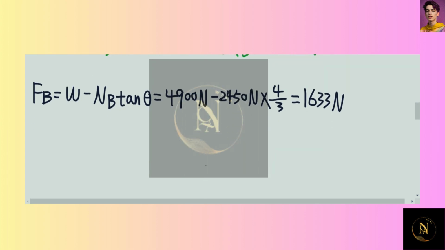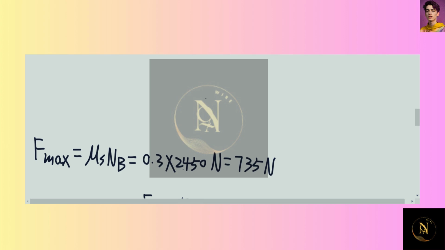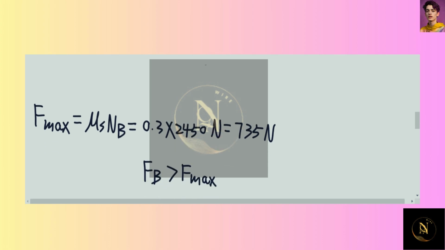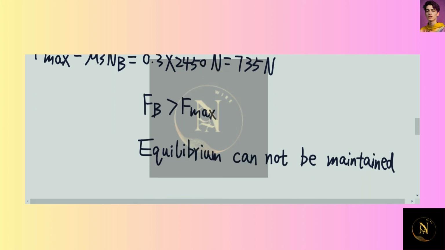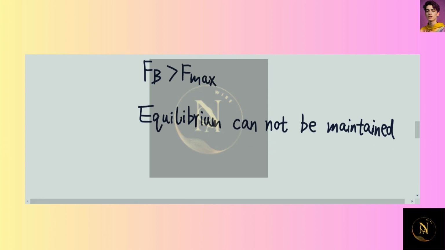So now let's determine the maximum friction along the wall, which is the static friction along the wall. And this is equal to mu_s N_B, which is equal to 0.3 times 2450 Newton, and this is equal to 735 Newton. As you can tell, the friction we calculated is greater than the maximum friction along the wall, which means that the equilibrium cannot be maintained. And this is the answer for this question.